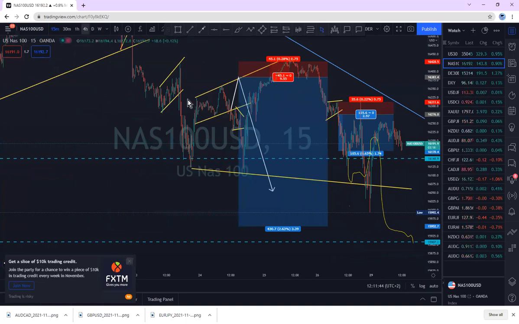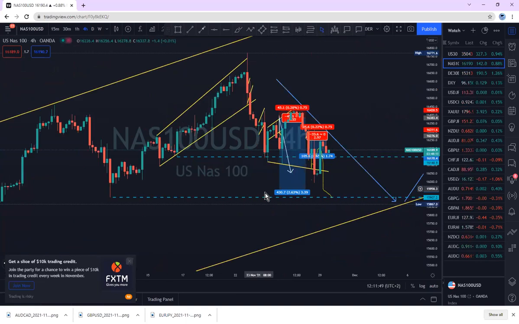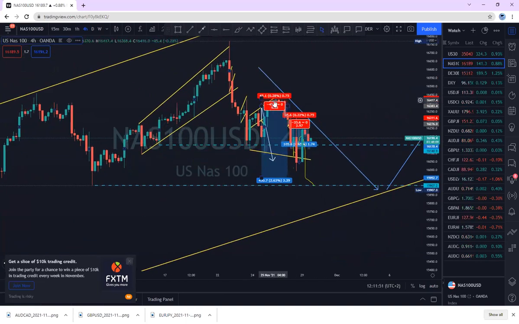Nasdaq, you can see. Let me go to a bigger time frame. I said that this is what we are looking forward to see from here. It was a sell, and then our target is here.